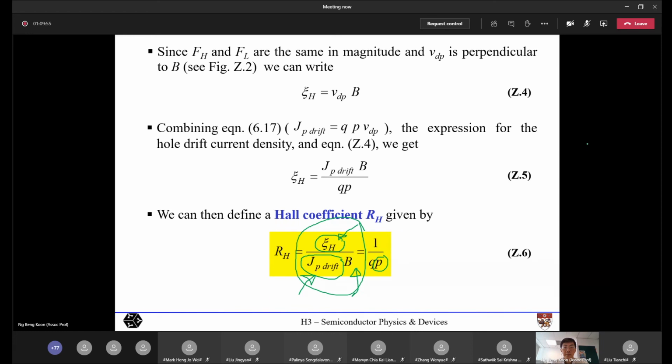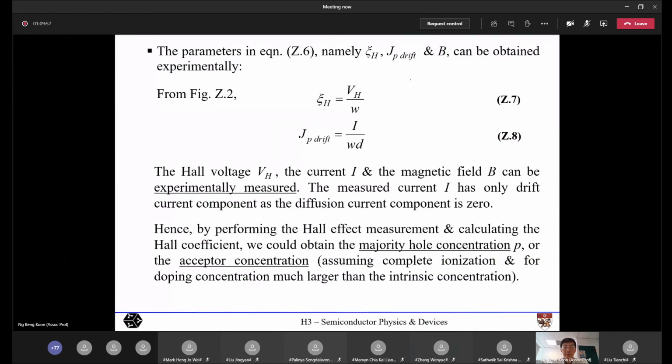So that's one thing that you can determine. This is the parameter that we're talking about. All these things are quantities that you can actually measure and calculate from your experiment. So you can find out the carrier concentration in the semiconductor.